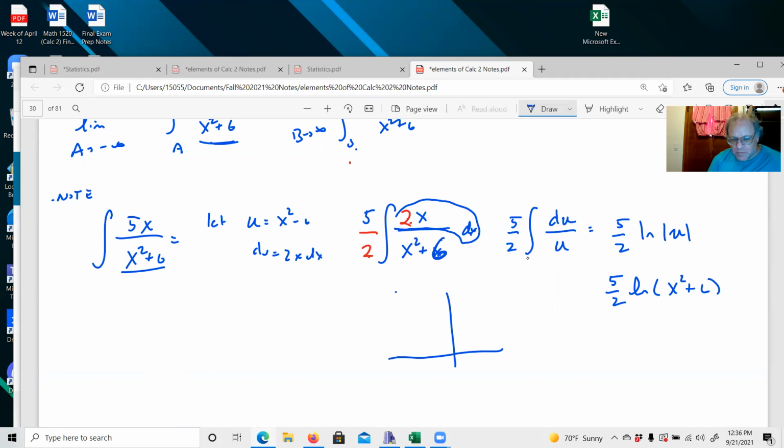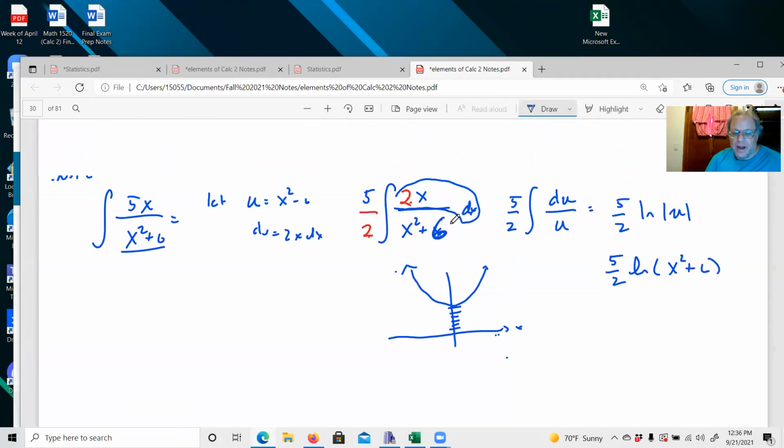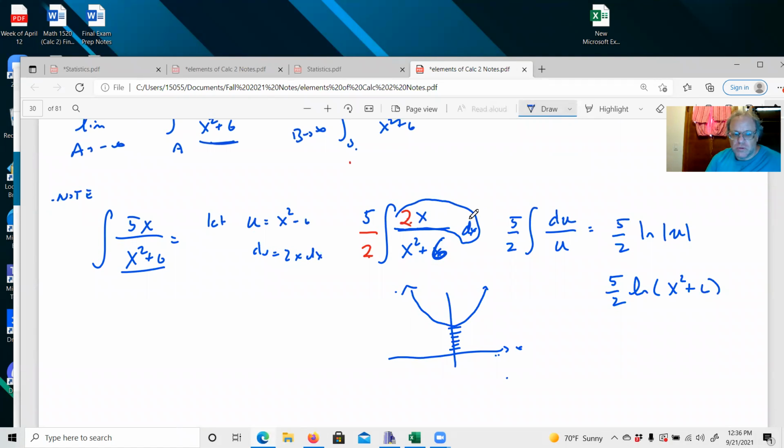If you wanted to graph x squared plus 6, it looks something like a parabola with a vertical shift. So this never intersects the axis. This is never equal to 0. It's never below the axis. It's never negative. So we're set. Now, where are we?